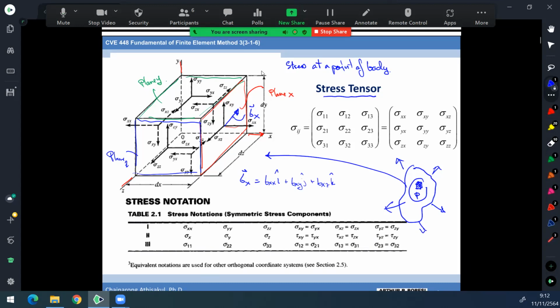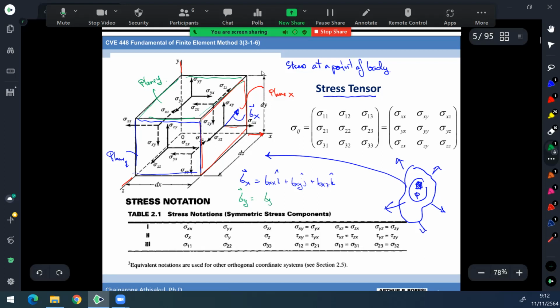In the same manner for sigma y, the stress vector along plane y, it also has three components: sigma yx i, plus sigma yy j, plus sigma yz k. And for plane z, sigma z becomes sigma zx i plus sigma zy j plus sigma zz k.